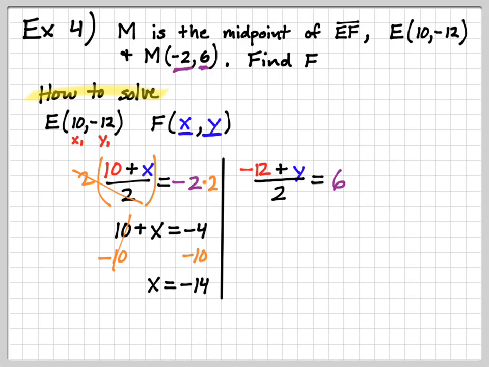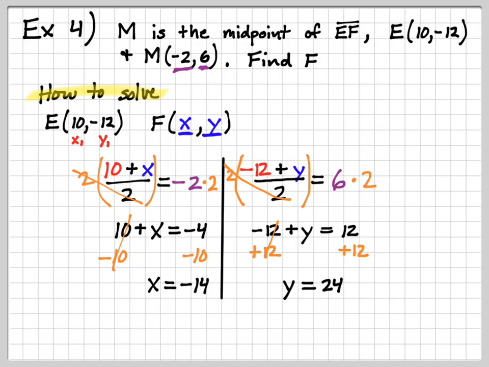Same algebra step to start over here on the right. The opposite of dividing by 2 is multiplying both sides by 2. If I do it on the left, I have to do it on the right. I get -12 plus y equals 12. And now it's one-step algebra. Add 12 to both sides. And now looking back, my y coordinate is 24.